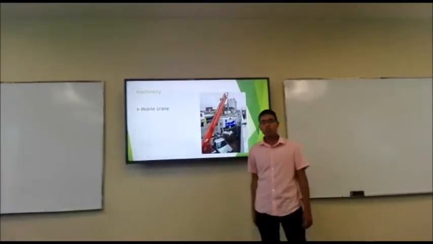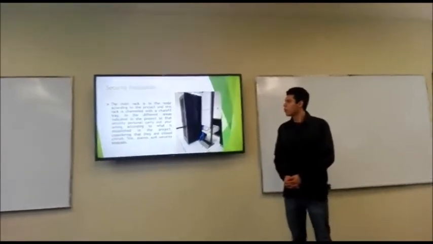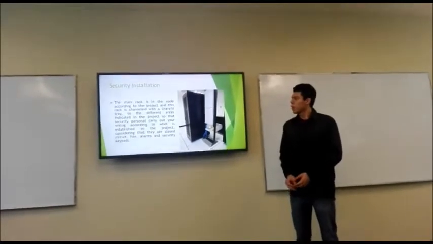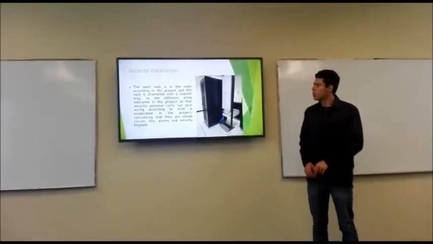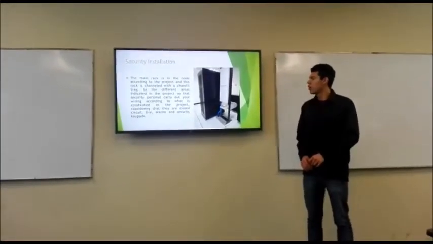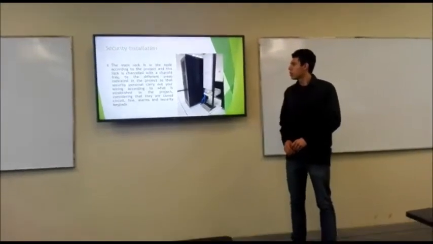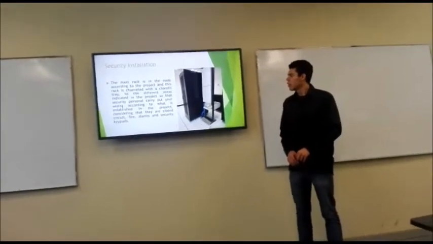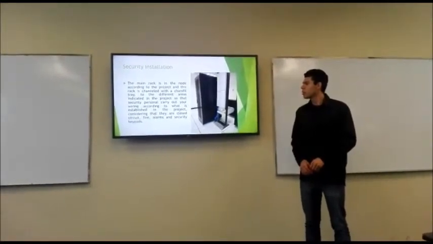Security installation. The main rack is in the node according to the project, and this rack is channeled with a channel tray to the different areas indicated in the project, so that security personnel carry out their wiring according to what is established in the project, considering that they are closed circuit, fire alarms and security keypads.